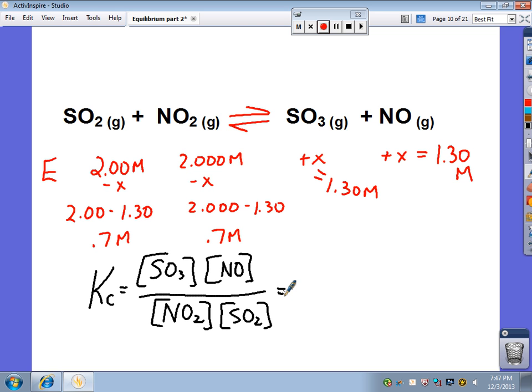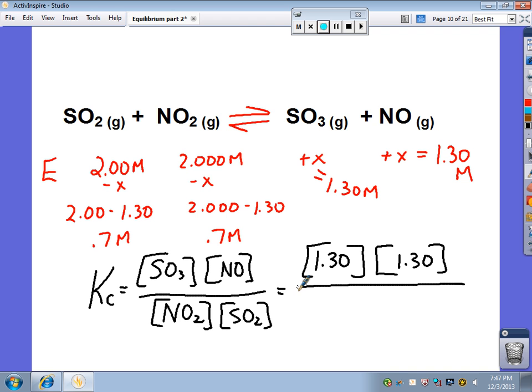Now those are my directions. I'm going to go ahead and plug my values in. My values are 1.30, and leave the molarity out, 1.30, because my Kc doesn't have any units. And I'm going to put in 0.7 and 0.7. And if I do my math, I come up with Kc equaling 3.4, which means at equilibrium I have more products than reactants because my K is greater than 1.